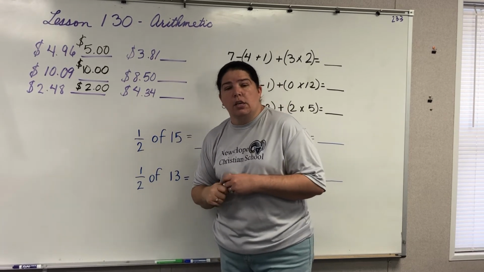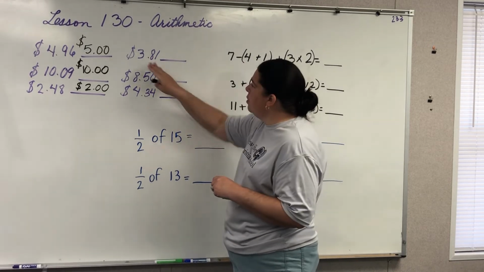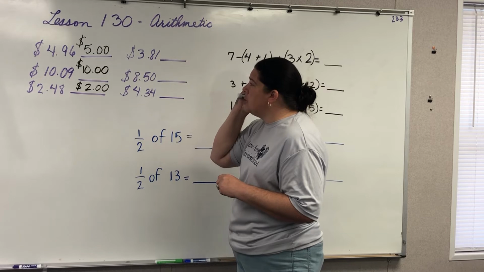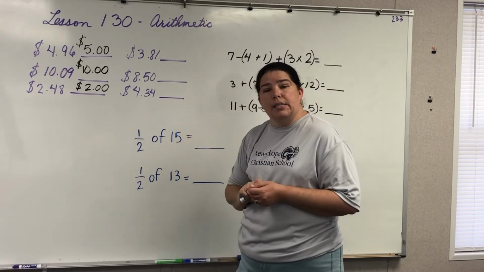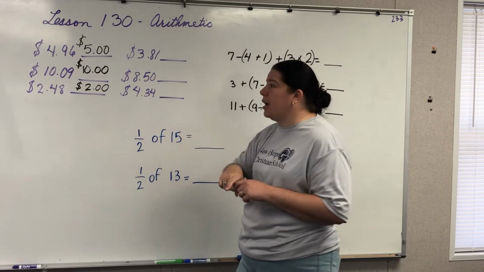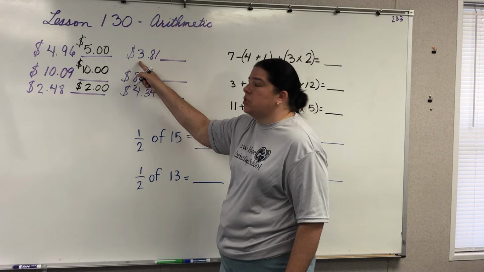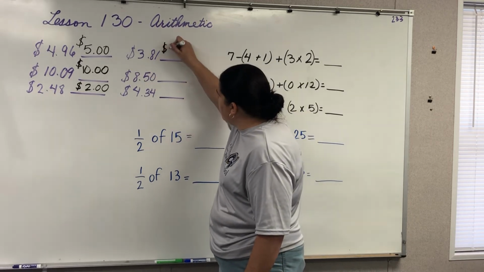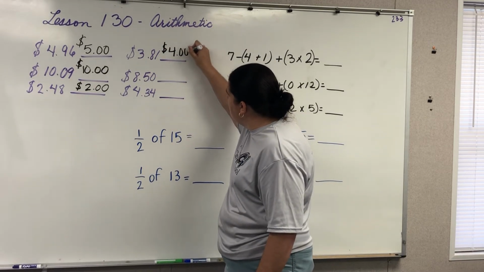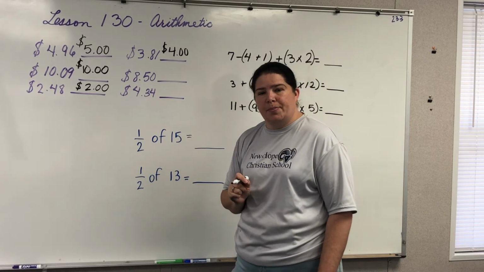$3.81. Do you know? $3. We look at the next number to the right of the decimal point. That's an 8. The 8 tells us to go up or down. We're going up, that's right. So we are going to change this from $3.81 to $4. Very nice. Next one, $8.50.